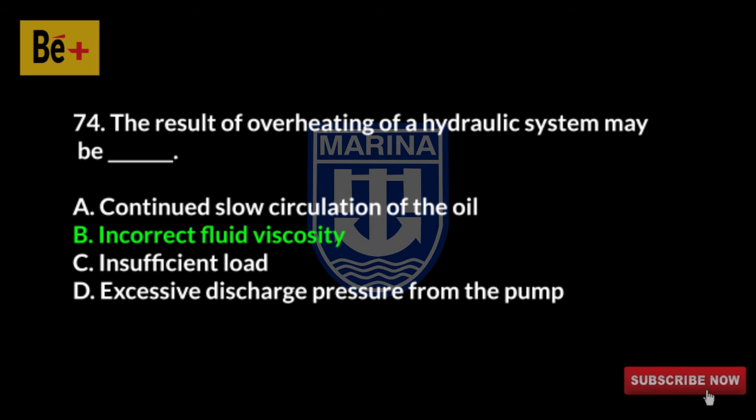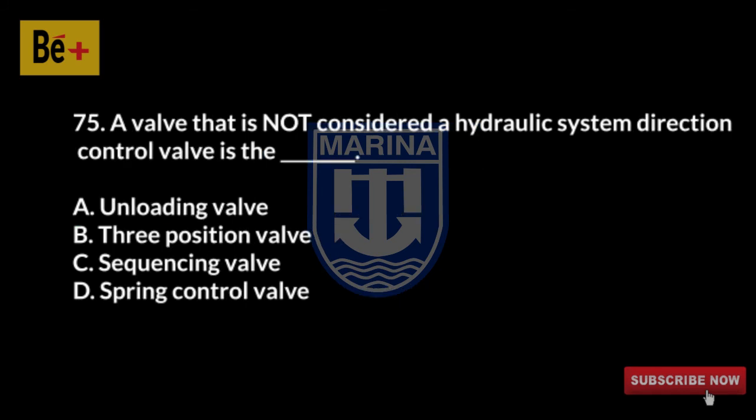The answer is B. Incorrect fluid viscosity. A valve that is not considered a hydraulic system direction control valve is the: A. Unloading valve, B. 3-position valve, C. Sequencing valve, D. Spring control valve.